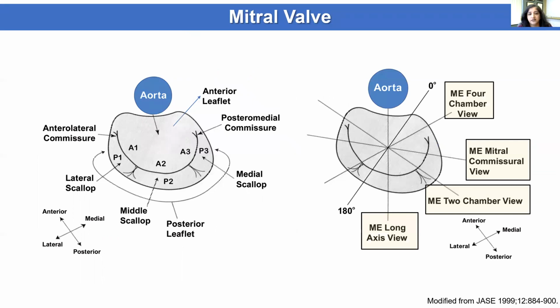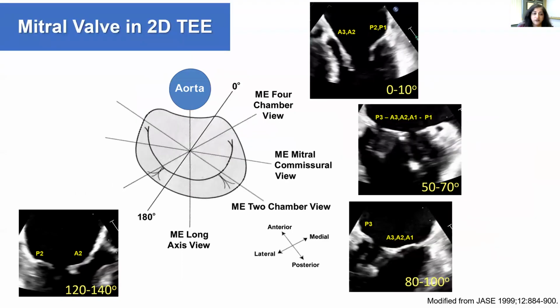To interrogate the mitral valve in 2D TEE, we would rotate the transducer array to get a mid-esophageal 4-chamber view, commissural view, 2-chamber view, and long axis view. You can see here that at different degrees, you see different parts of the mitral valve and different parts of the leaflets. You can expect some questions or some understanding of these views on your echo boards.